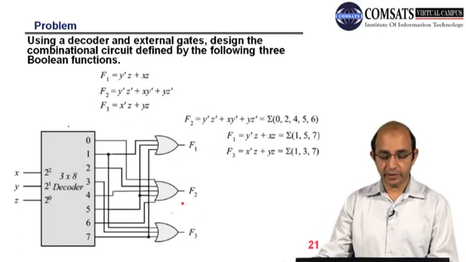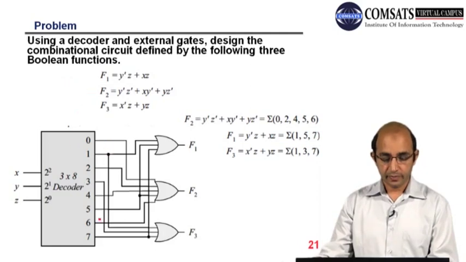So now we will be having this circuitry. We can see we have a decoder, that is a 3 by 8 decoder, because the input variables are 3, and we will be having 2 raised to power 3, 8 different outputs.